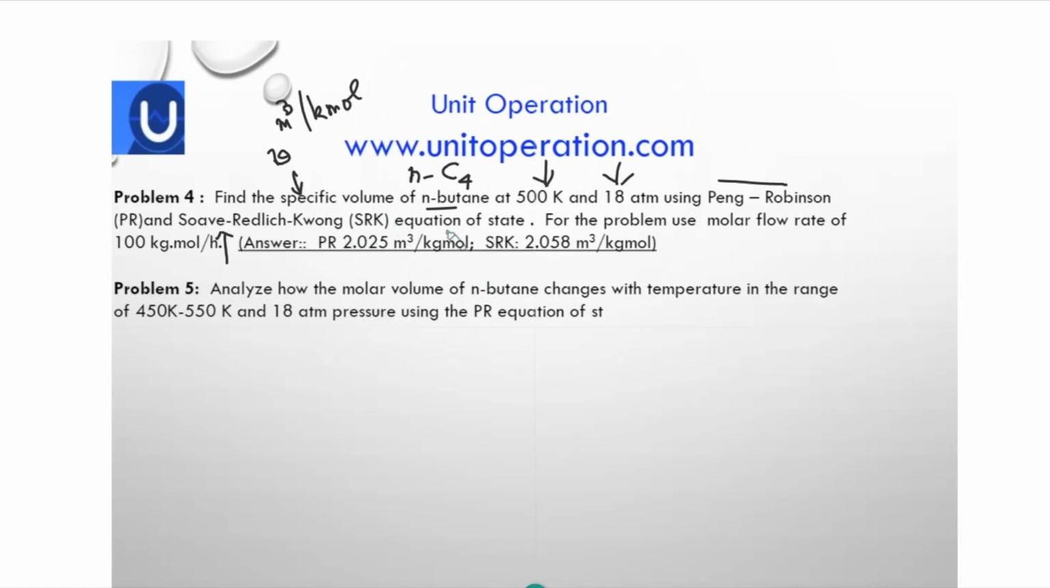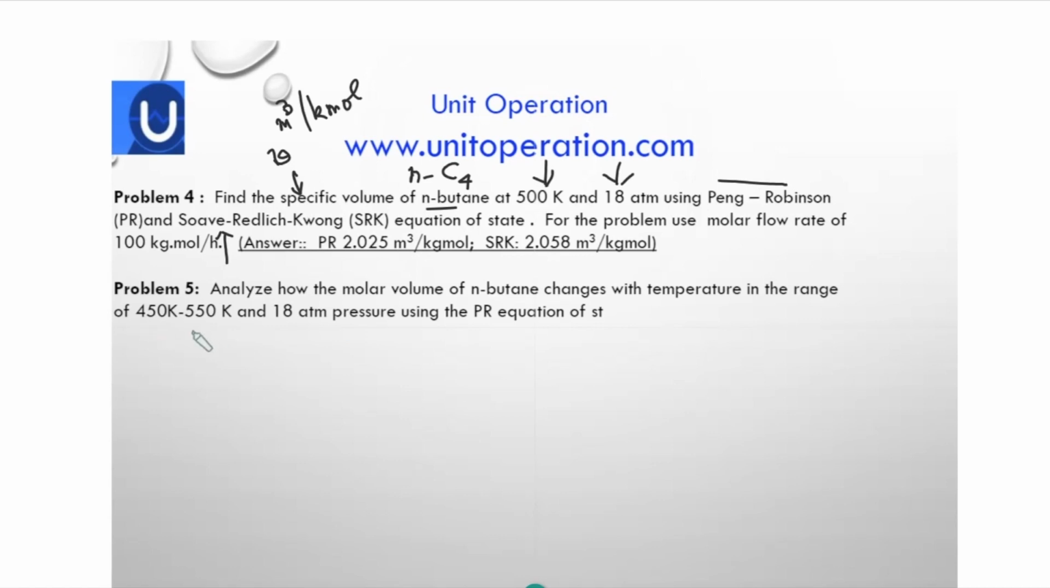Now here you have calculated the value of the specific volume. For that matter, any property, which I have said could be the internal energy, enthalpy, entropy, or any other, specific heat, molar specific heat, or viscosity, at one particular value, which is 500 Kelvin and 18 atmosphere.